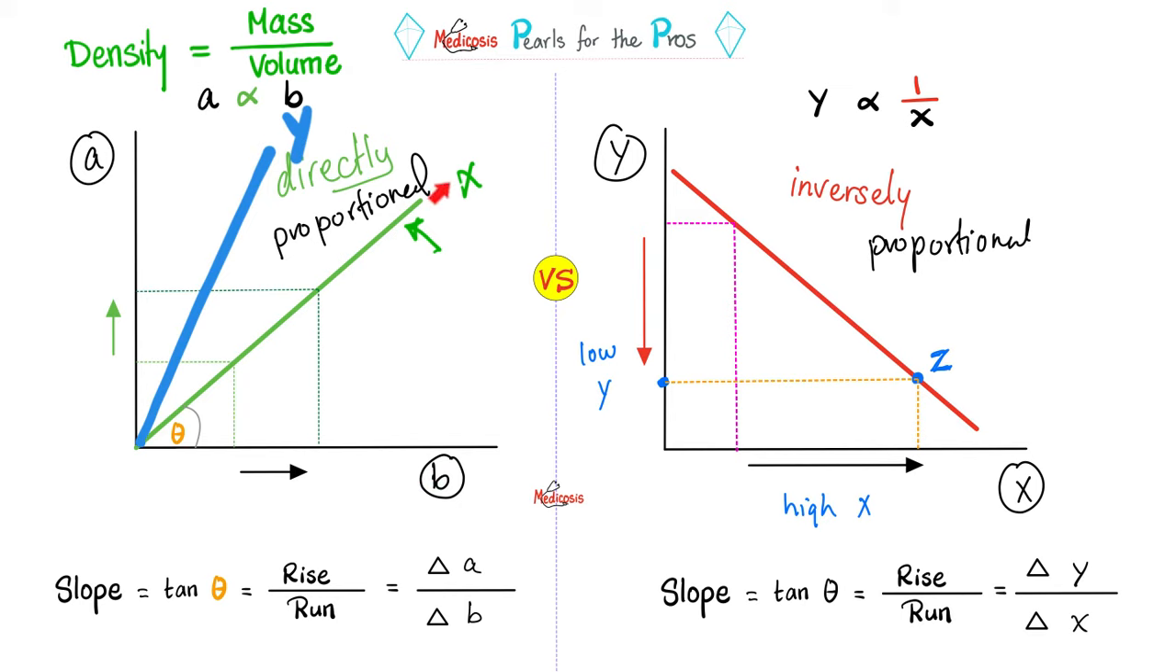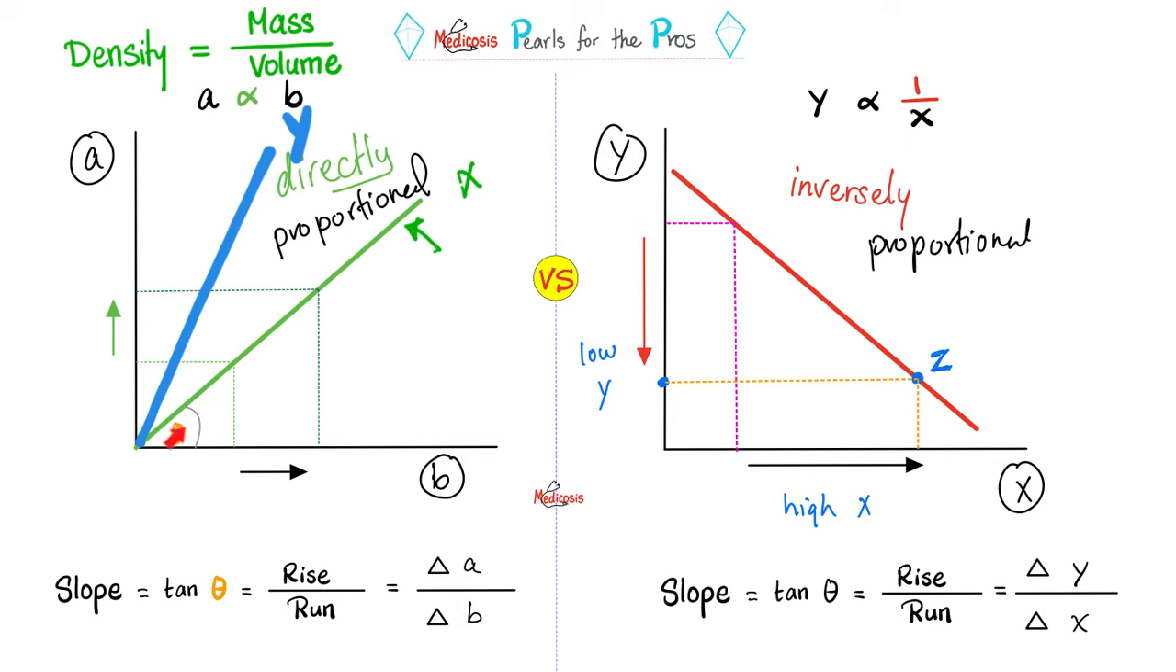If we're going this way, it's directly related, which means as the volume goes up, the mass goes up. But what if it was the other way around? If as volume goes up, mass goes down, then the graph will look like this. You see the difference between this and this. Going up, going down. Let's play with some numbers.